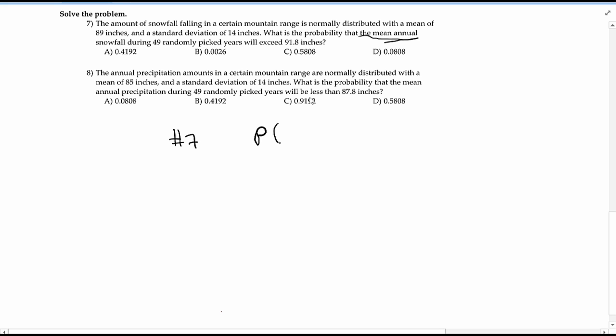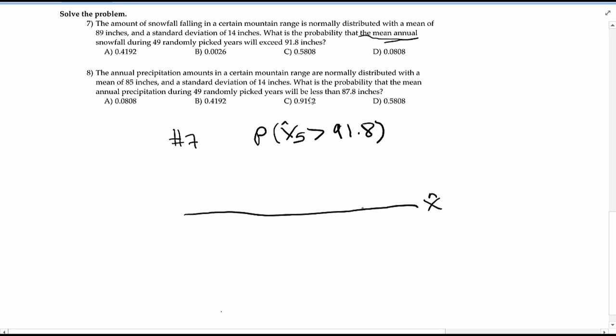So the question is, what is the probability that the mean of a sample will exceed 91.8 inches? Okay, so notice that the data right here is the mean of a sample. If we put the data in a number line, then what we're dealing with is sample means, right?